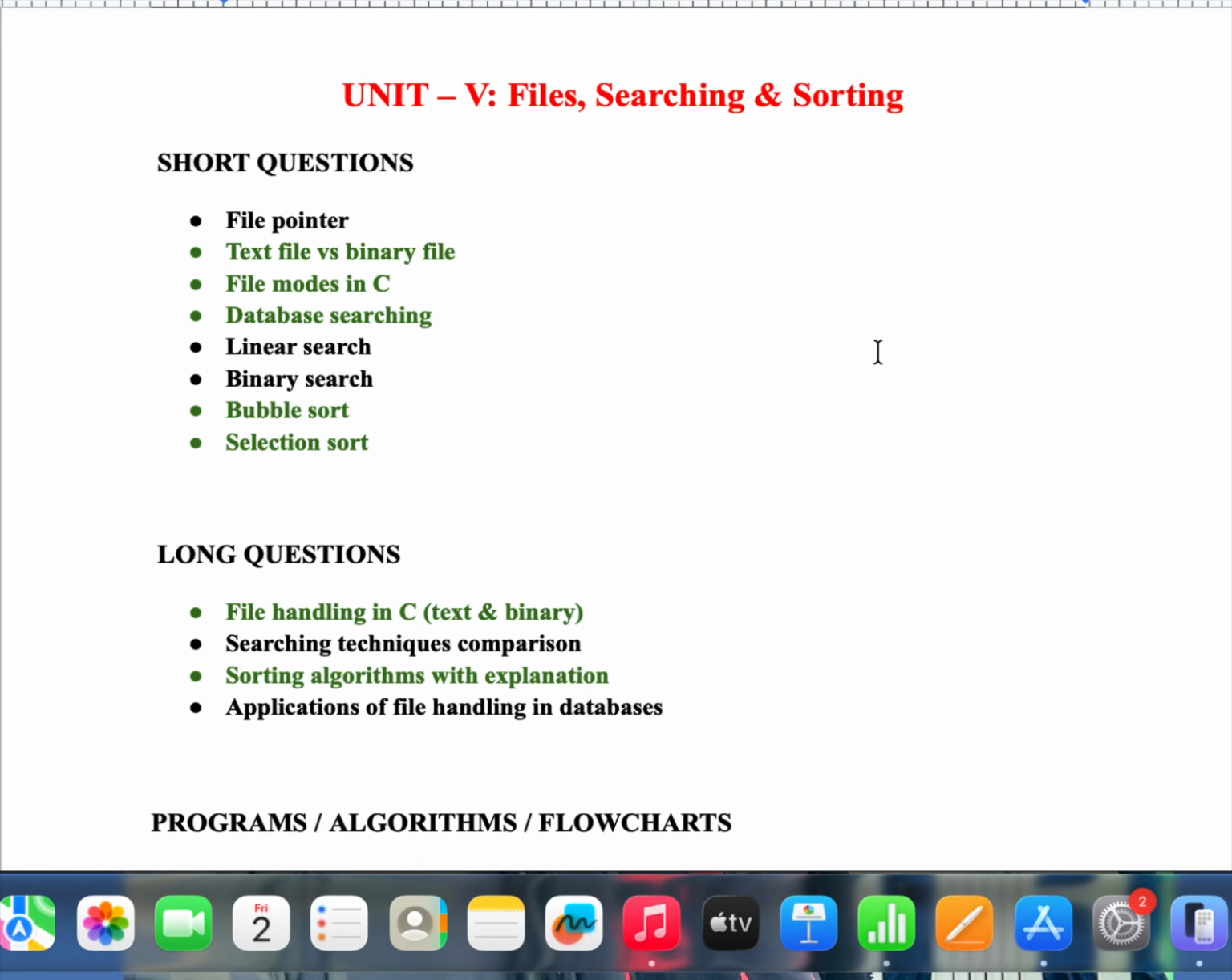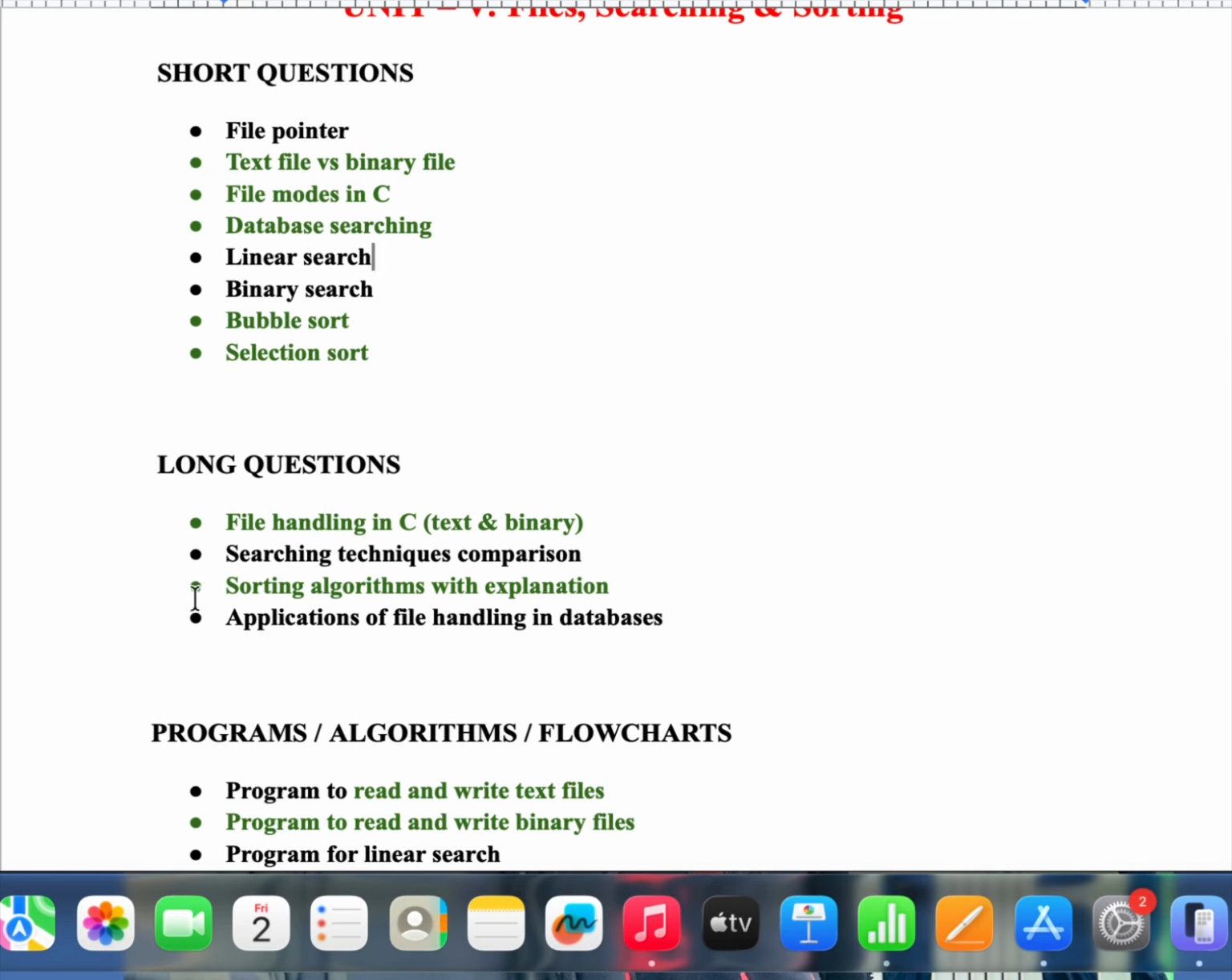File searching and sorting, these are bubble sort, selection sort, programming on these, as well as file modes in C and the text file versus binary file are said to be the very important concepts. Sorting algorithm with explanation is said to be the topmost question.